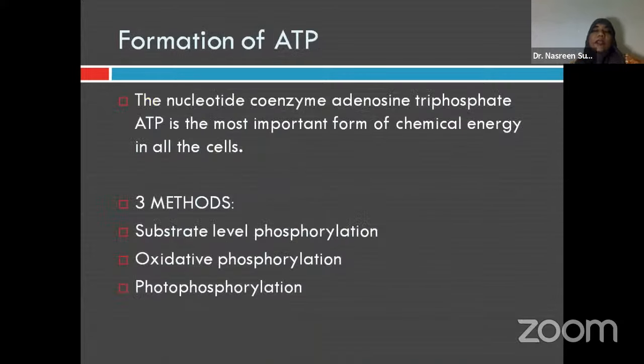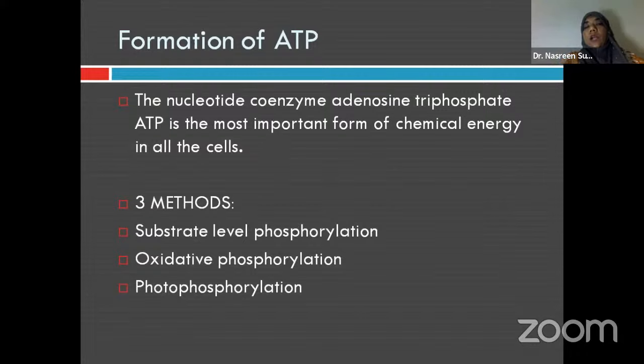Next, formation of ATP. Now, what is this ATP? ATP is a form of energy. Nucleotide coenzyme adenosine triphosphate means ATP. It is the most important form of chemical energy. From this only we are going to get the energy. ATP is the most important form of chemical energy, which provides energy to the cells.